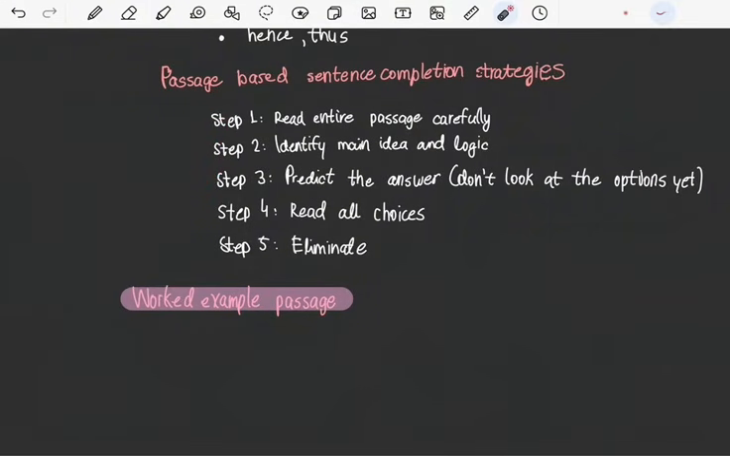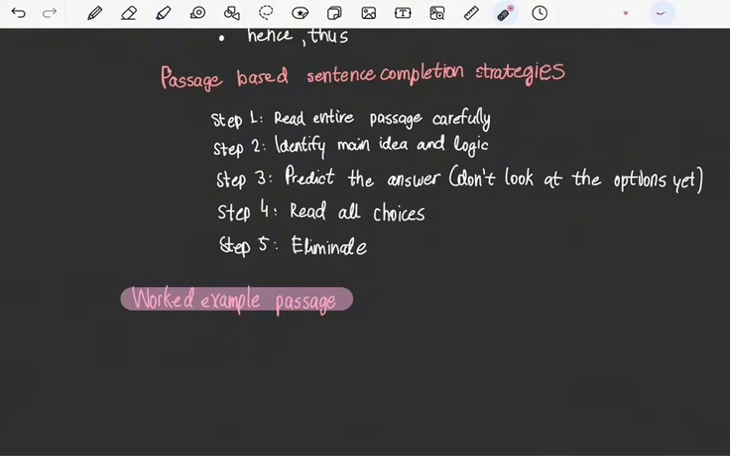Step 1 is to read the entire passage carefully. Now, when I say read the entire passage carefully, it means that you have to read it actively. You have to understand that if you don't understand the sequence of ideas in your passage, you won't be able to easily identify the relation. So, throughout the passage, actively read it.